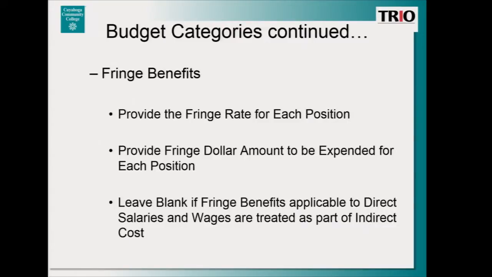The next direct cost category is fringe benefits. It will build off of your personnel category because you will use the fringe rate for each position, and the fringe dollar amount, which will be the calculation based on the position's salary amount and your fringe rate. Another note is that fringe benefits should be left blank if your institution treats direct fringe benefits as part of indirect costs.